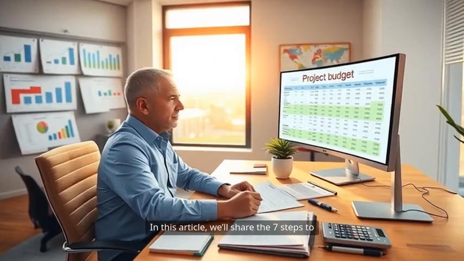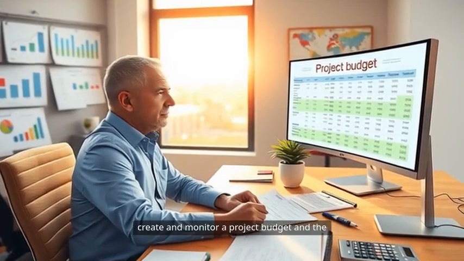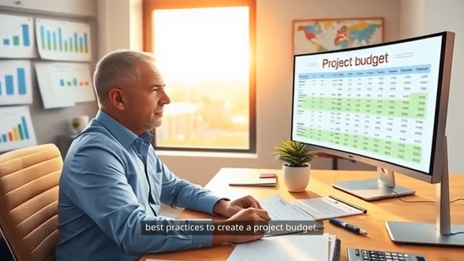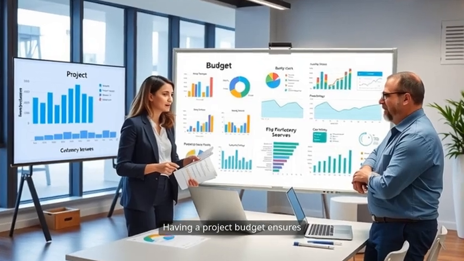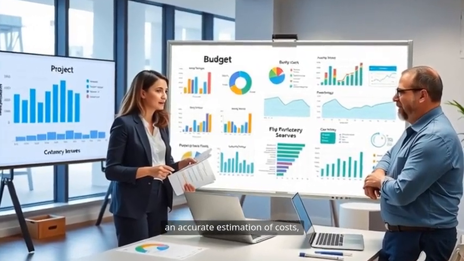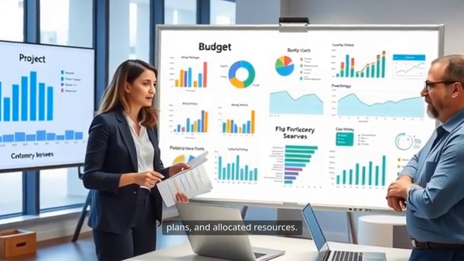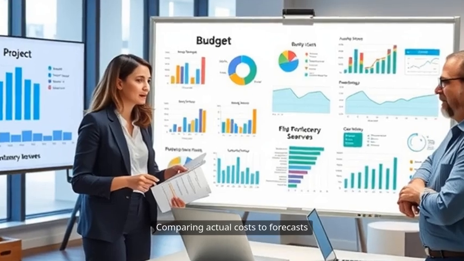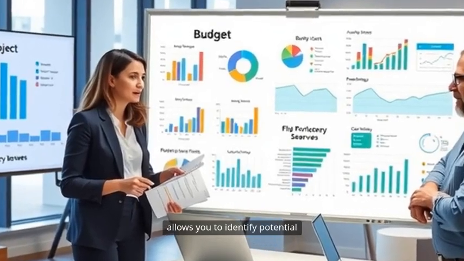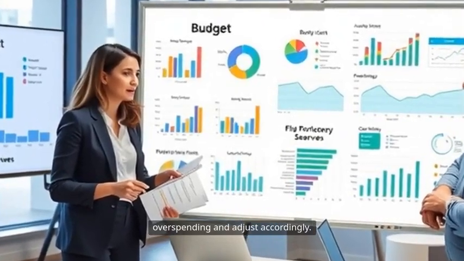In this article, we'll share the 7 steps to create and monitor a project budget and the best practices to create a project budget. Having a project budget ensures an accurate estimation of costs, plans, and allocated resources. Comparing actual costs to forecasts allows you to identify potential overspending and adjust accordingly.